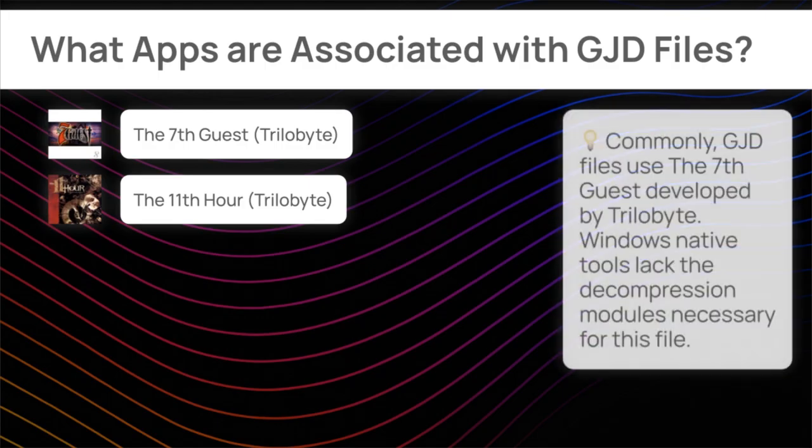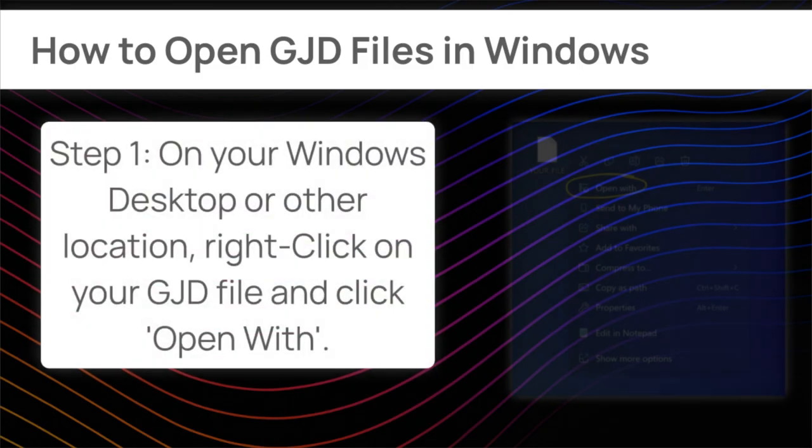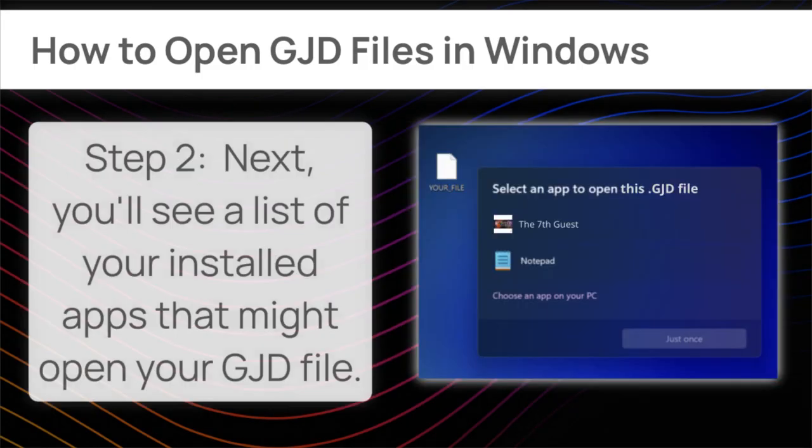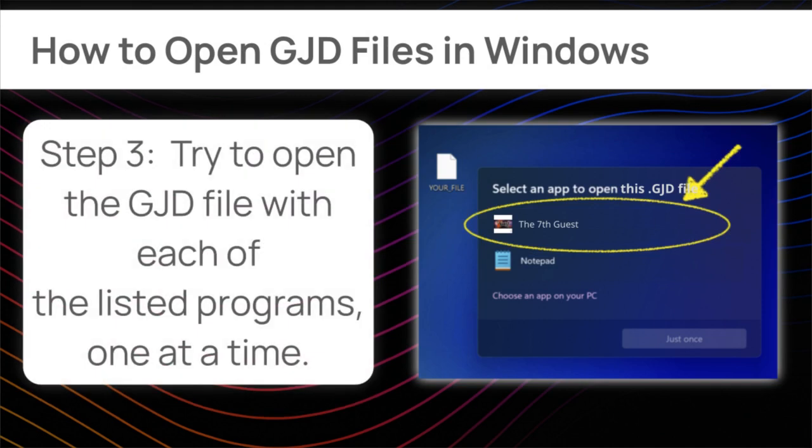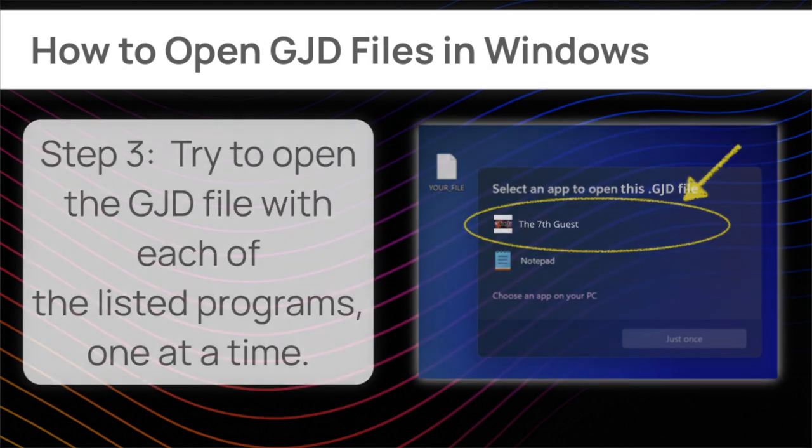Windows native tools lack the decompression modules necessary for this file. Windows offers no meaningful representation, so interpreting these files relies on game development tools. The problem is often a missing file hook. Right-click the GJD file and choose Open With. Start with The Seventh Guest if available. If not, select another application from the list.